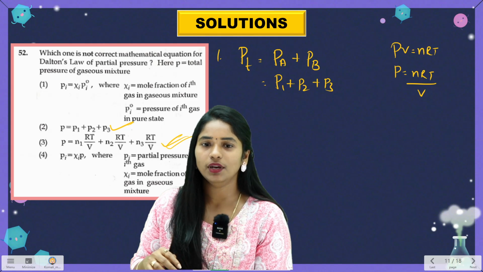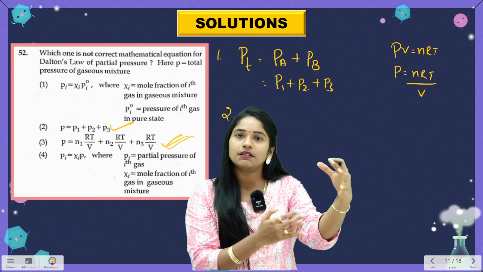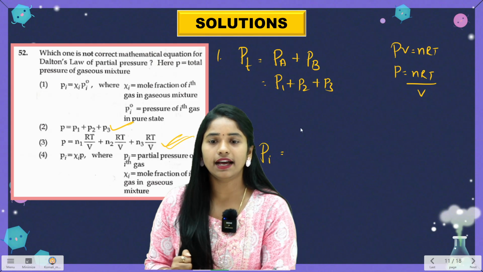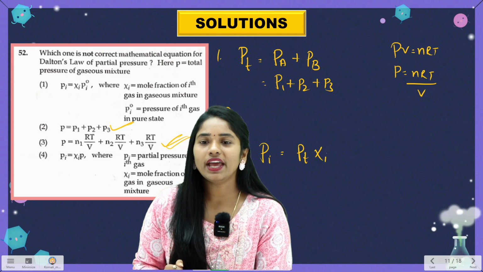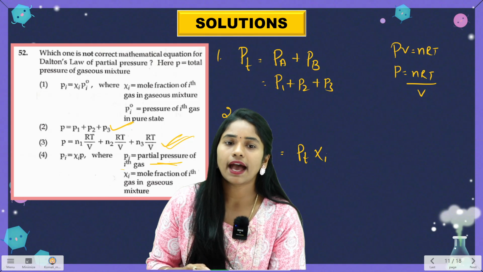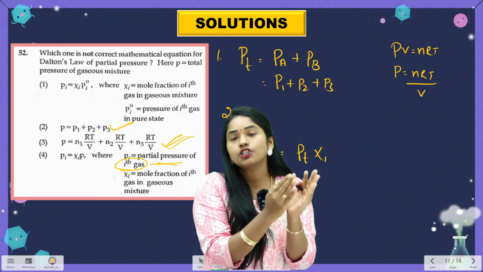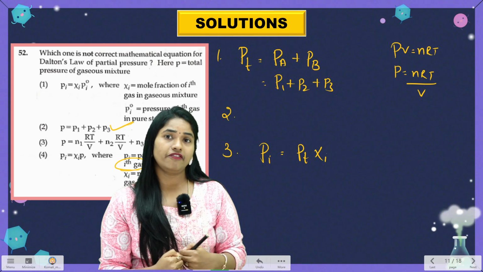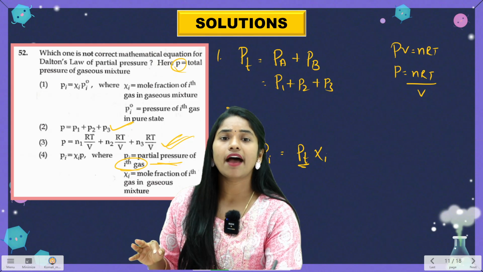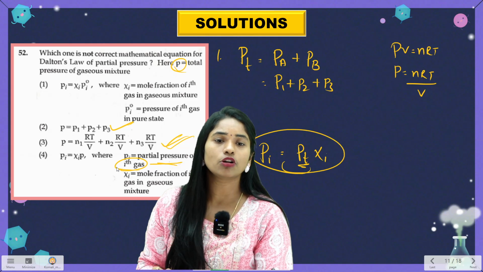This is the second formula, and another formula is P total, P for a particular gas, let us say for the ith gas, then for A gas, for B gas, like that. The formula is Pi equals P total into Xi. Here, what is Pi? Pi is the partial pressure of the ith gas. What is Xi? Mole fraction of that ith gas in the vapor phase. And what is Pt? Total pressure. In the question itself they have given the total pressure, so you have to substitute it. So this is also the correct formula.